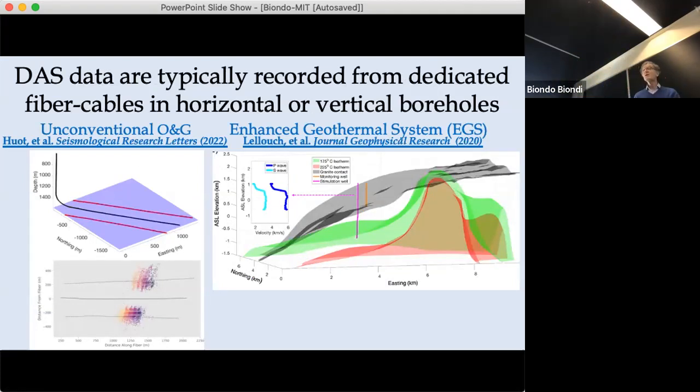In earth sciences, this kind of sensing has mostly been used in boreholes. The good quality data is the fibers cemented outside of the tube of the boreholes, nice coupling. They can be vertical boreholes, like in the geothermal application on the left, or horizontal boreholes, like the unconventional there. And we work quite a bit on, for example, microseismic and event detection for both boreholes. And that has incredible opportunity as well to image at high resolutions of the subsurface.